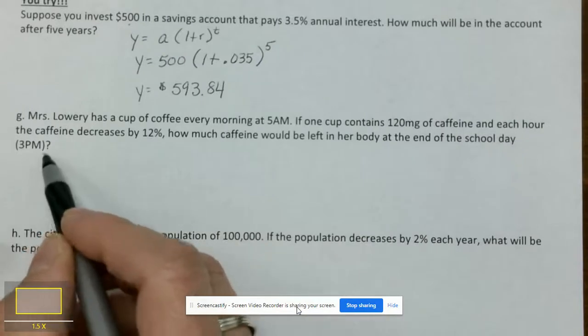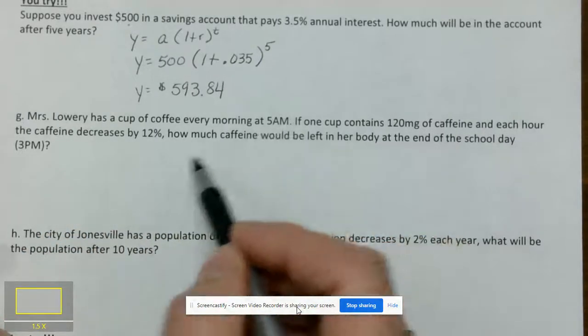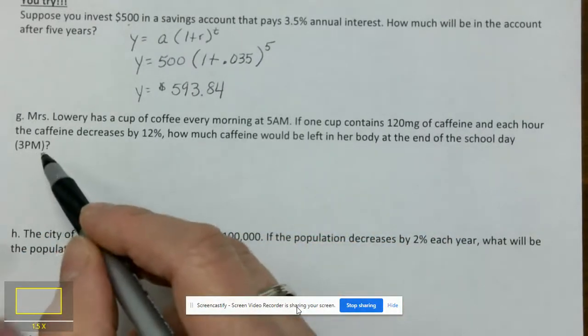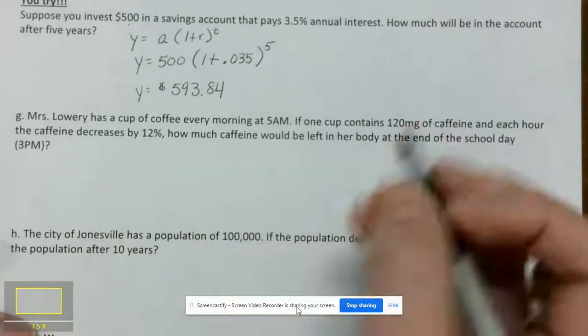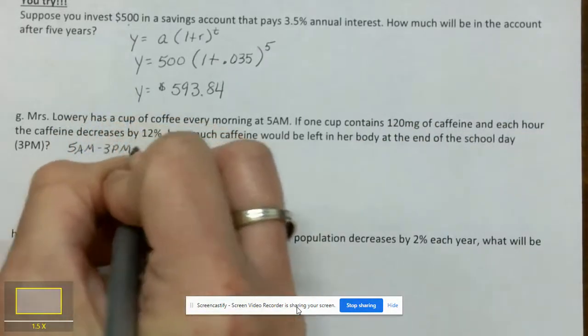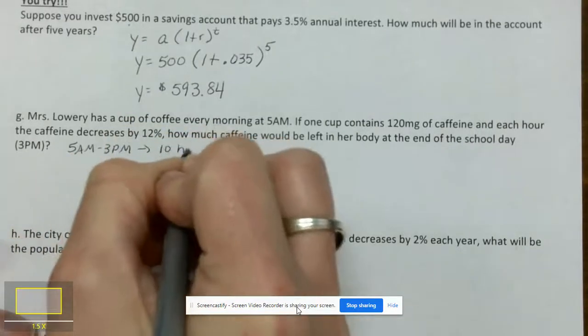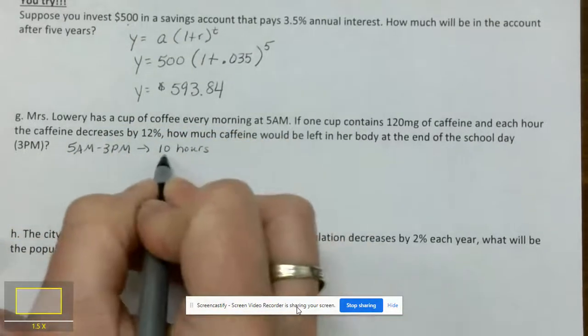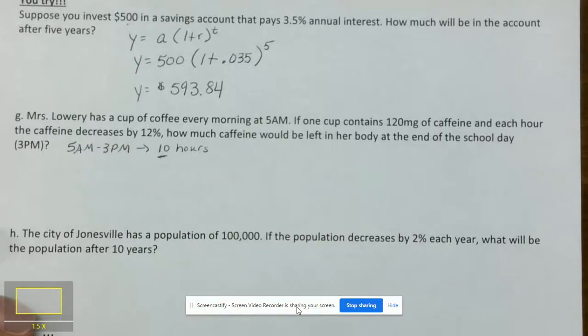3 p.m. Okay, so we're going from 5 a.m. to 3 p.m. Now, if you think about that, 5 a.m. to 3 p.m., so let's write that here. 5 a.m. to 3 p.m. represents 10 hours. So our T time is going to be this 10 here, okay?